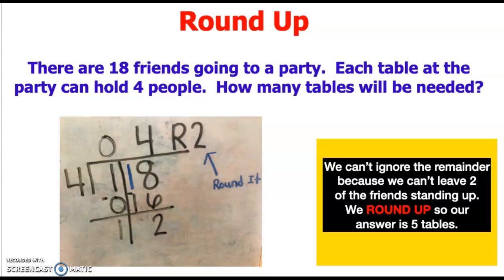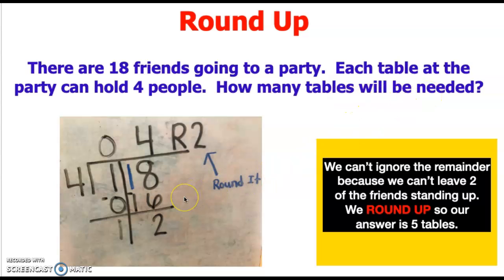Let's take a look at the different examples. This is round up. There are 18 friends going to a party. Each table at the party can hold 4 people. How many tables will be needed?